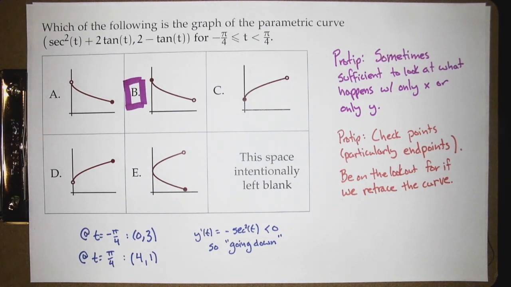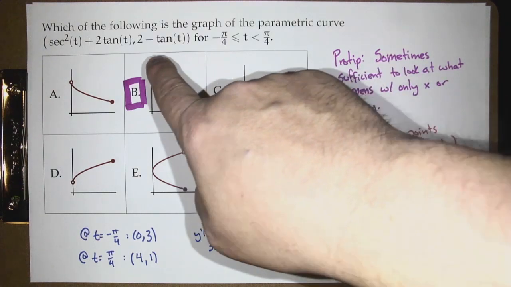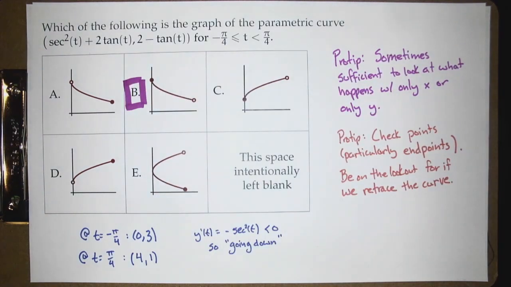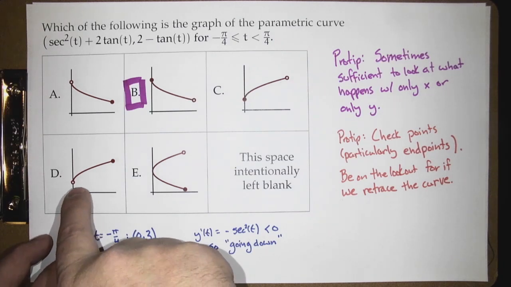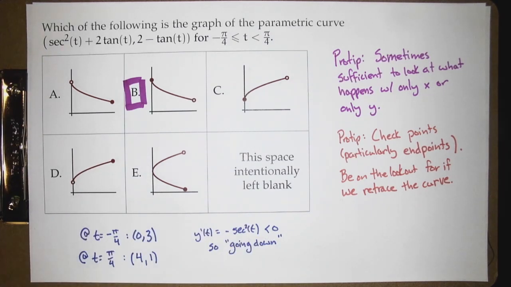So one thing is, if you look at, say, the y value here, 2 minus tangent of t, you can take its derivative and see it's negative, which means it's always going downhill. Now you might say, okay, well, does that rule anything out? No, not really, turns out. But you might say, well, wait, isn't this going uphill? But is it? That's the thing, you don't know.